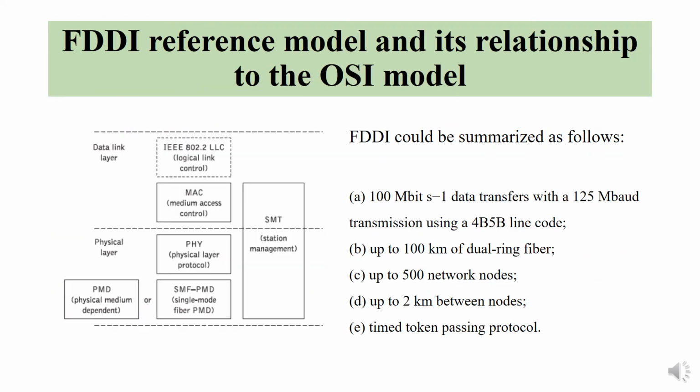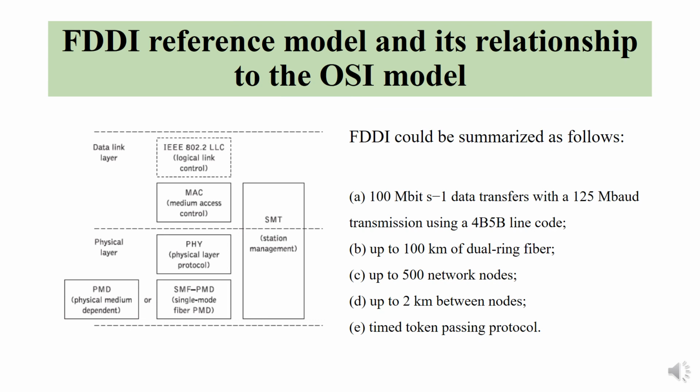FDDI reference model and its relationship to the OSI model. So in the late 1980s, standardization within the LAN was centered on FDDI, that is Fiber Distributed Data Interface, specified by ANSI. ANSI is the American National Standards Institute. What is FDDI? It is based on the IEEE 802.5 standard token ring. Some of the FDDI features are summarized in this slide.